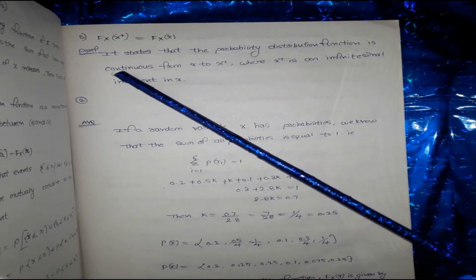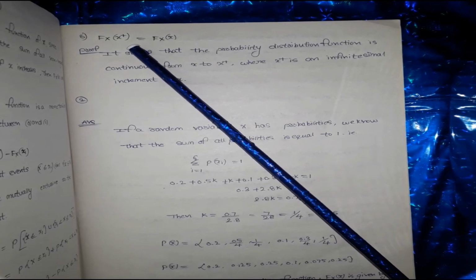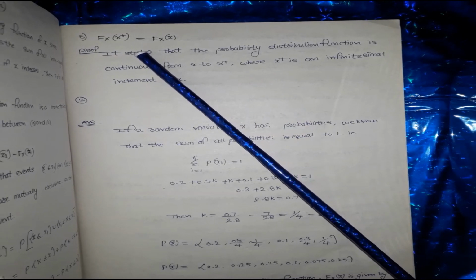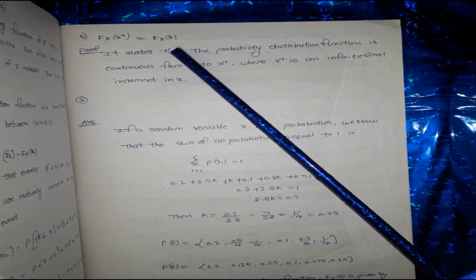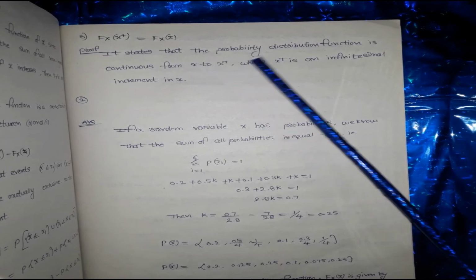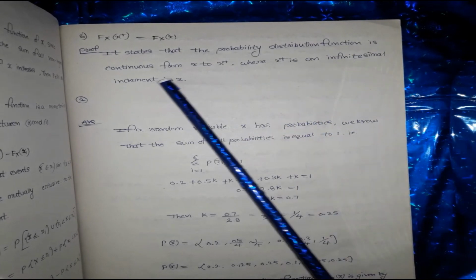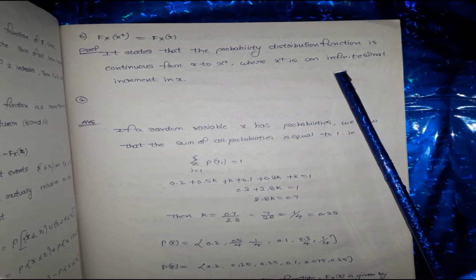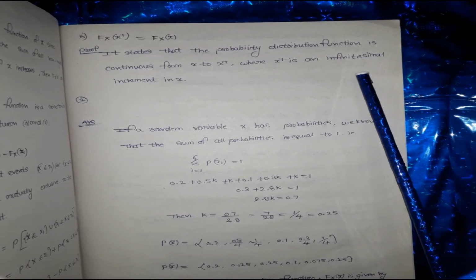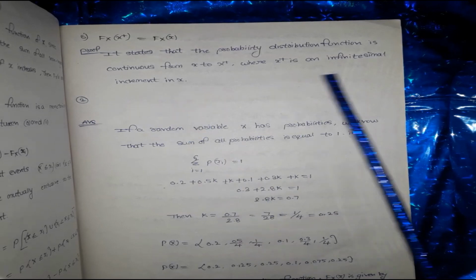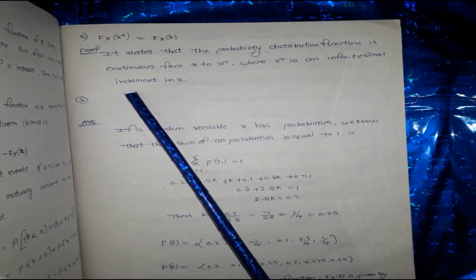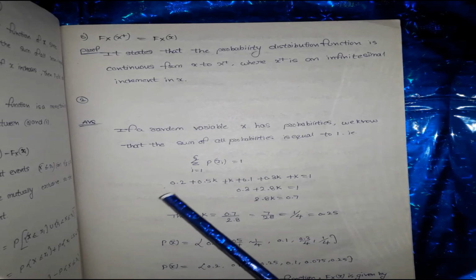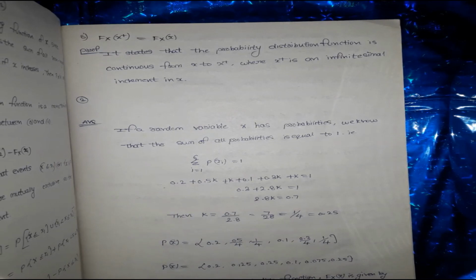This is the last and sixth property: Fx(x plus) is equal to Fx(x). It states that the probability distribution function is continuous from the right, from x to x plus, where x plus is an infinitesimally small increment in x. Okay friends, these are the properties of the probability distribution function.